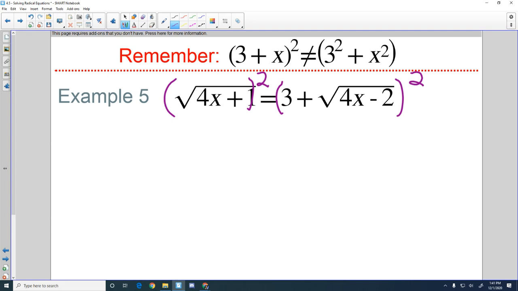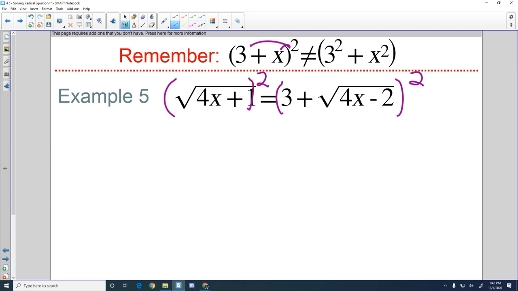Now look up above at my little note there that I said, hey, remember this? 3 plus x squared does not mean 3 squared plus x squared. You cannot do that. 3 plus x squared means you take a 3 plus x and you multiply it by another 3 plus x, and you have to distribute both of those terms all the way, right? And you're actually doing 4 different products. Same thing's going to happen in this example 5 on the right side.